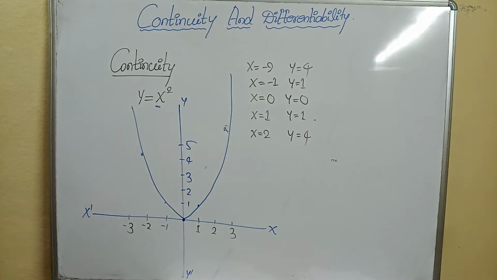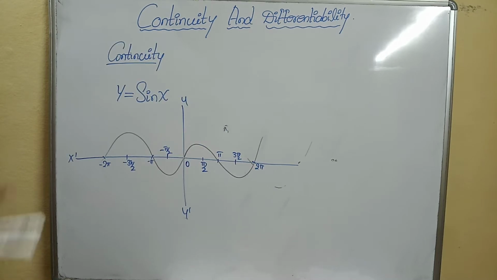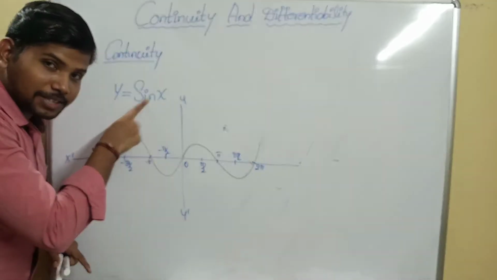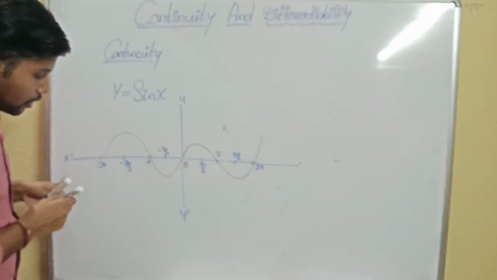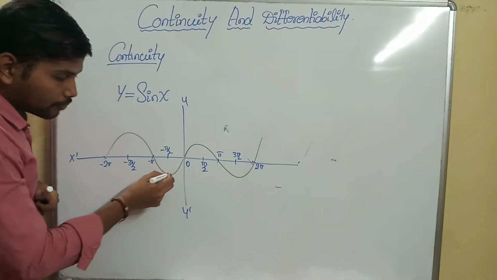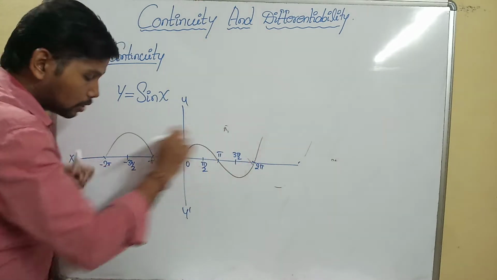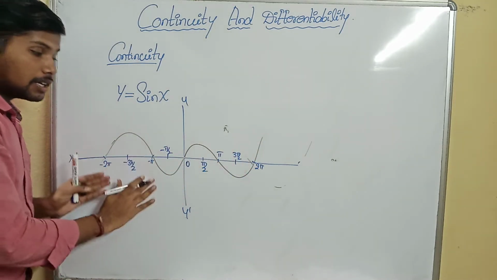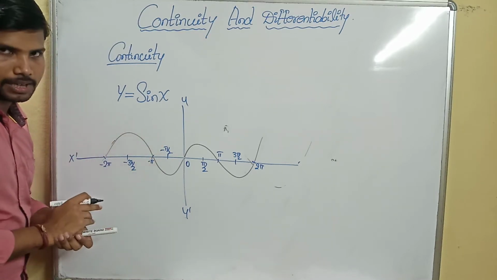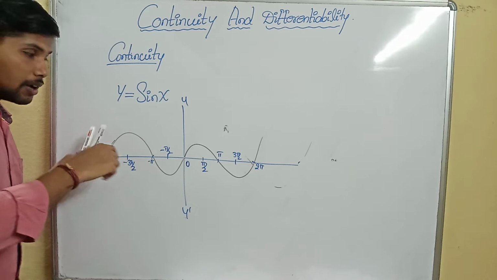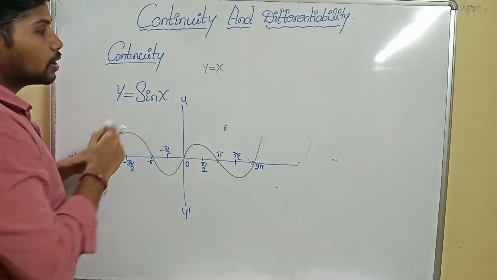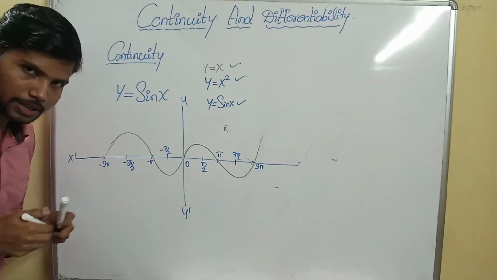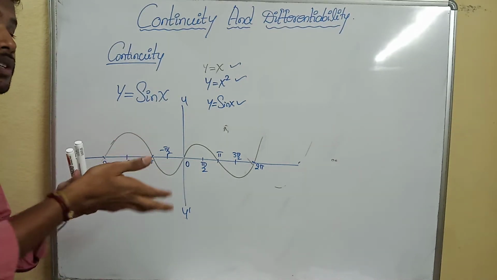I'll take one more example here. The next example is also about the continuity of a function. I have drawn here the graph of sin x. You already know the graph of sin x from inverse trigonometric functions. Am I lifting the pen from the plane of the paper while drawing? No. It is a continuous graph. There is no discontinuity. That's why it is continuous. There is no break or jump in the graph. Till now, we discussed that y is equal to x is continuous, y is equal to x square, the square function, is continuous, and y is equal to sin x is also continuous.